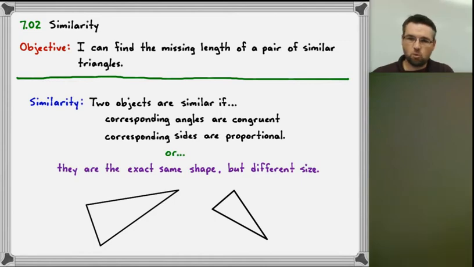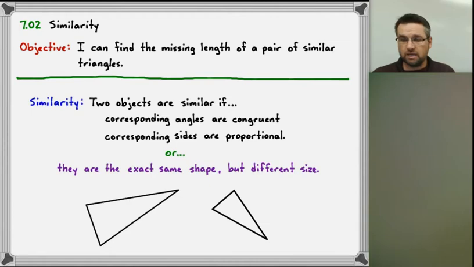The Pythagorean theorem was finding the missing side of a right triangle. So if you had two sides of a right triangle, you can use the Pythagorean theorem to find the third side. So remember, that was leg squared plus leg squared equals hypotenuse squared.